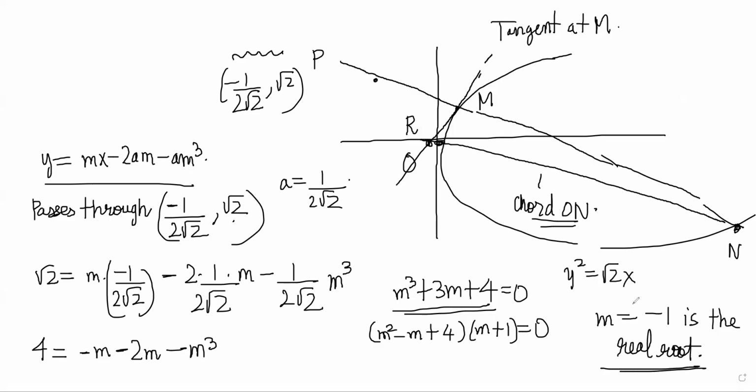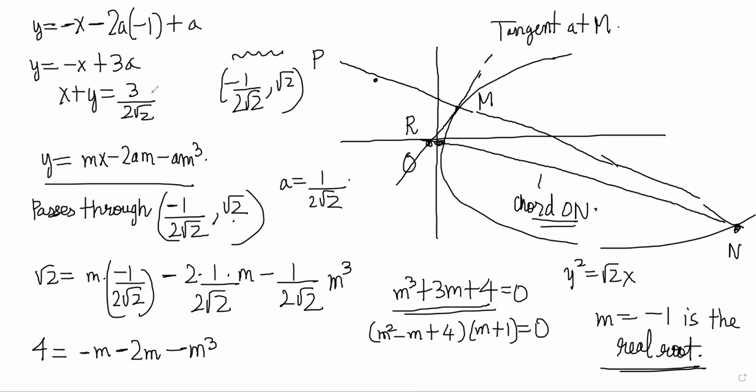So if m is equal to minus 1 is my real root for this cubic, I know the slope of this normal line, that is minus 1. An equation of the normal line becomes y is equal to minus x minus 2a into minus 1 plus a. So it becomes y is equal to minus x plus 2a plus a, that is x plus y is equal to 3a, 3 by 2 root 2. That is the equation of my normal, right? Although I don't need it, I'm just showing you the equation.